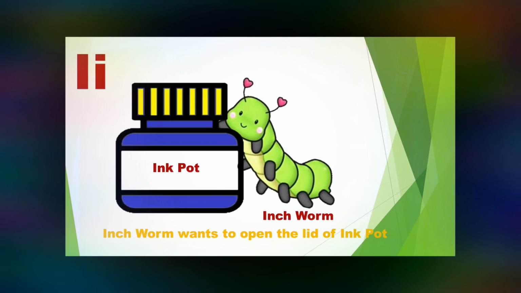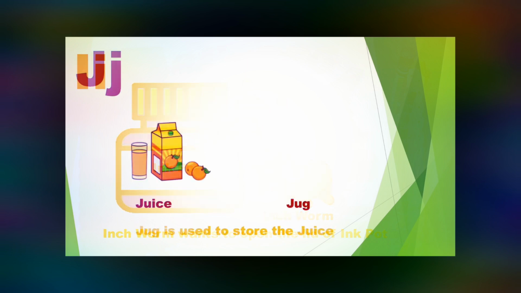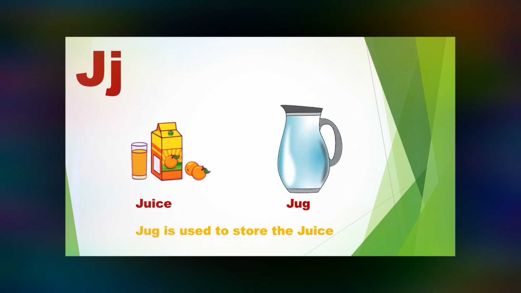I. I for inkpot. And I for inchworm. Inchworm wants to open the lid of inkpot. J. J for juice. And J for jug. Jug is used to store the juice.